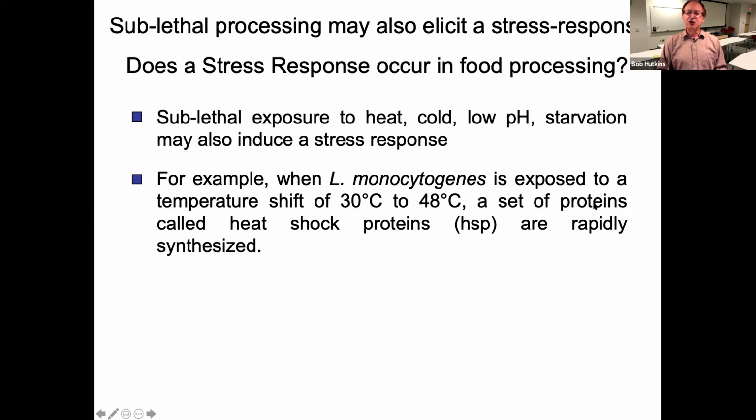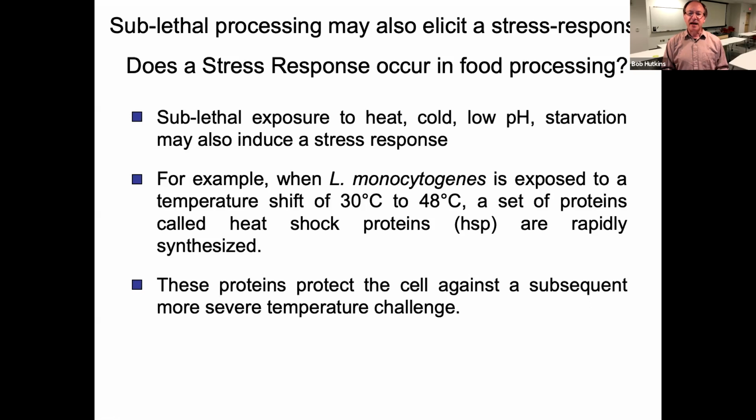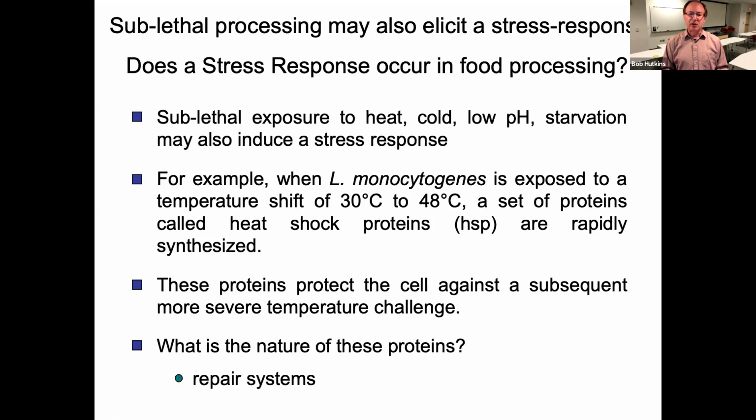But the stress induces in Listeria a set of proteins called heat shock proteins that the organism makes quickly. And they protect the cell against a subsequent or more severe temperature challenge. So if Listeria could think, it would say, uh-oh, it's getting warm. I better do something in case it gets even warmer. Those are stress response proteins. They are involved in repairing broken DNA, repairing denatured DNA, repairing denatured proteins. They may help physiological pathways operate better.